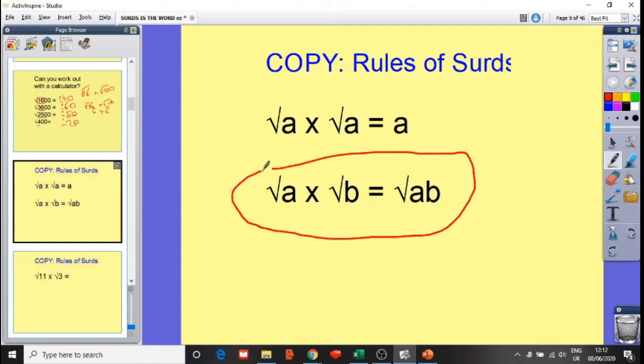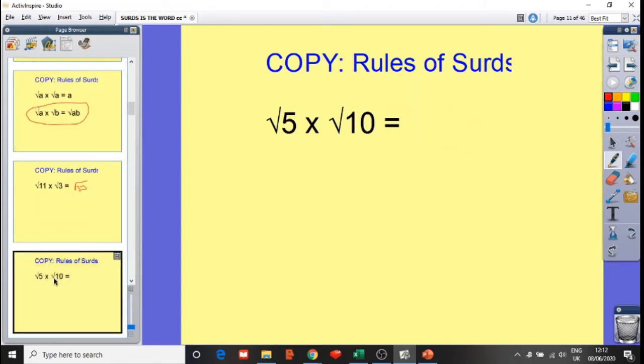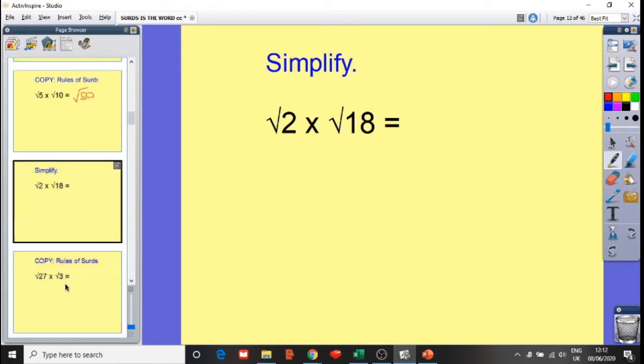We'll focus on this one here for the time being. So square root of 11 times square root of 3. 11 times 3 is 33, so that's square root of 33. Easy. Square root of 5 times square root of 10. At the moment, it's square root of 50. Now we can simplify them, but we'll simplify these a little bit later. Square root of 2 times square root of 18, square root of 36. Oh, hang on a minute. We know the square root of 36 is 6, so it's going to be plus or minus 6.